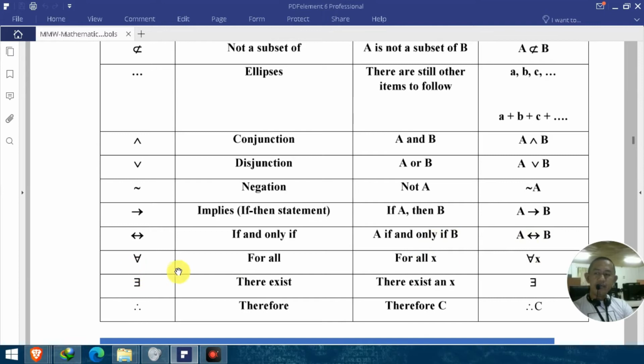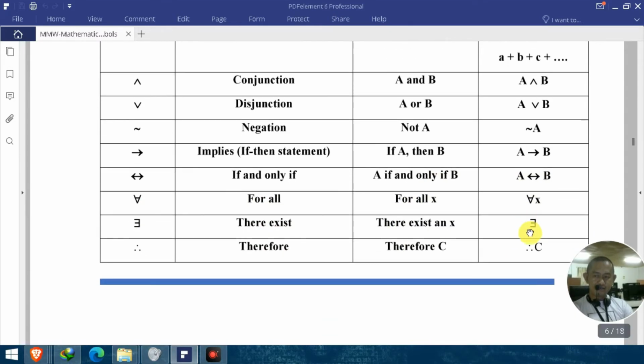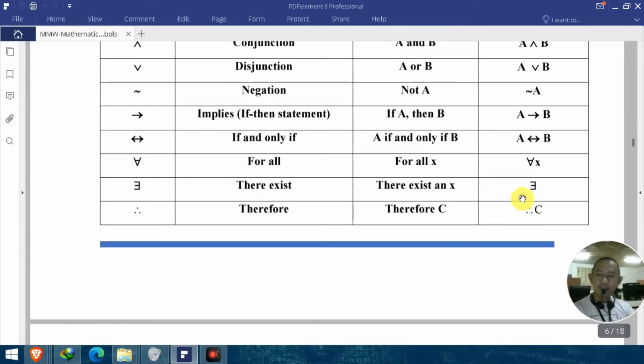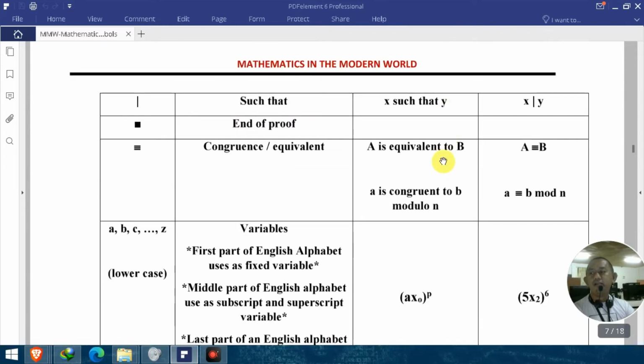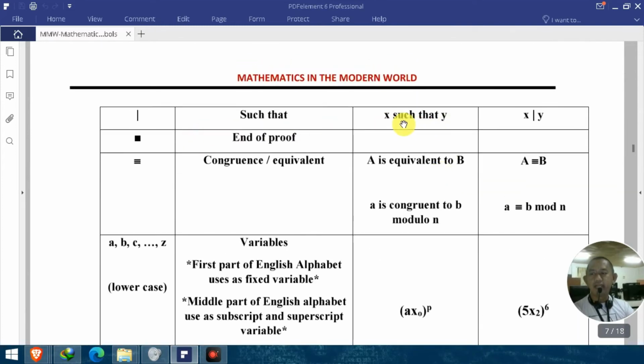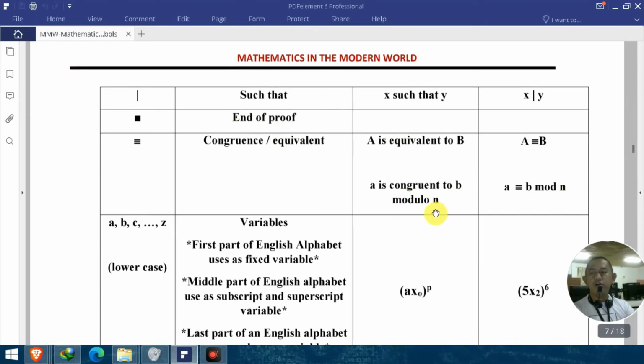The inverted A, this is for all X. And then we have there exists an X. And then the therefore symbol, therefore C. In your science, therefore I conclude. And then we have such that: X such that Y. End of proof. Congruence, equivalent: three lines, A is congruent to B, like this one, modulo N, mod N.